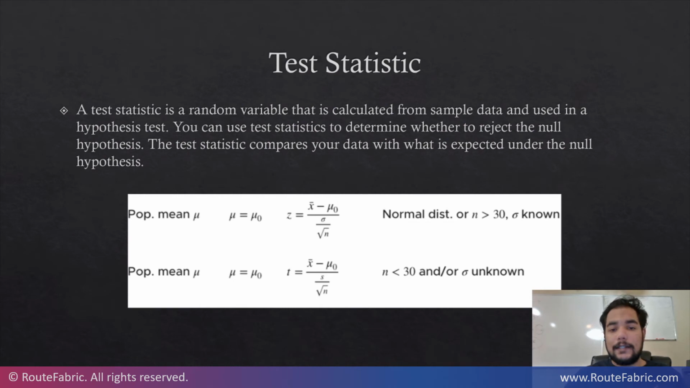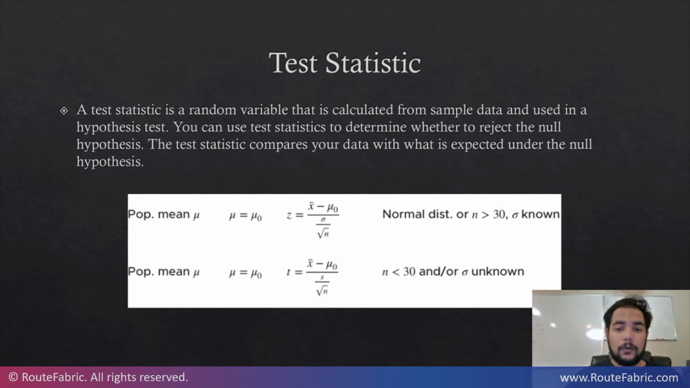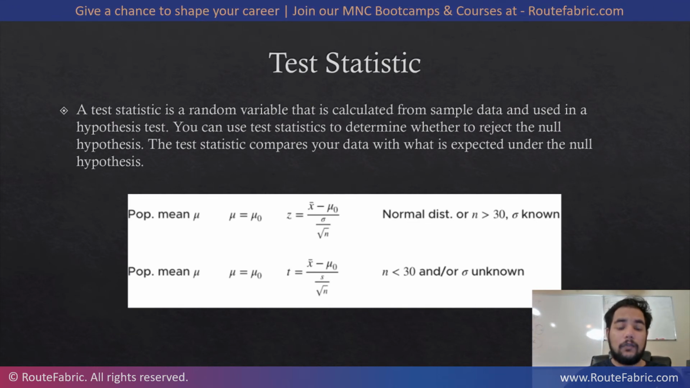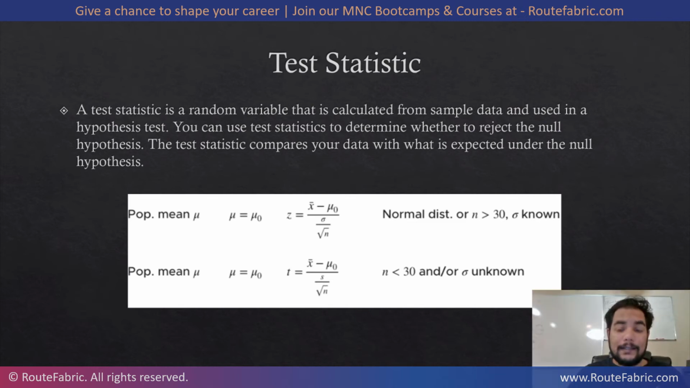You can use test statistics to determine whether to reject the null hypothesis. The test statistic compares your data with what is expected under the null hypothesis. Similar to how we found z-score and t-score, the same conditions apply. If it's a normal distribution with a sample size greater than 30 and the population standard deviation is known, then we use the formula above, which is the z-test statistic. If the sample size is less than 30 and the population standard deviation is unknown, we find the t-statistic.